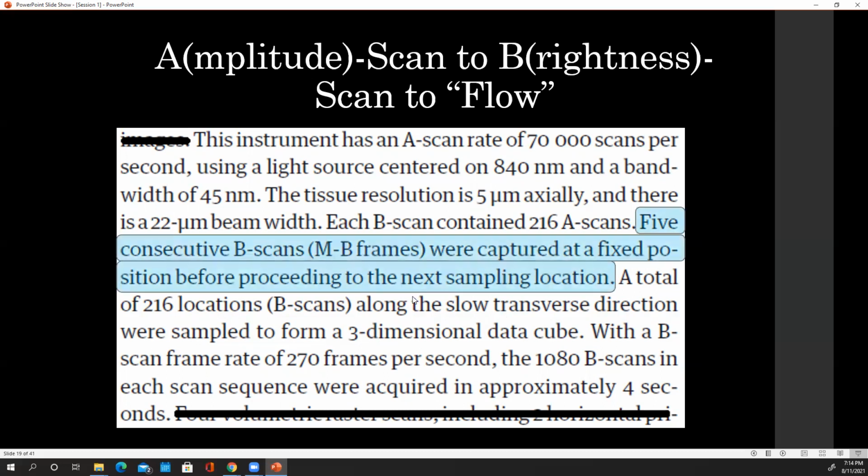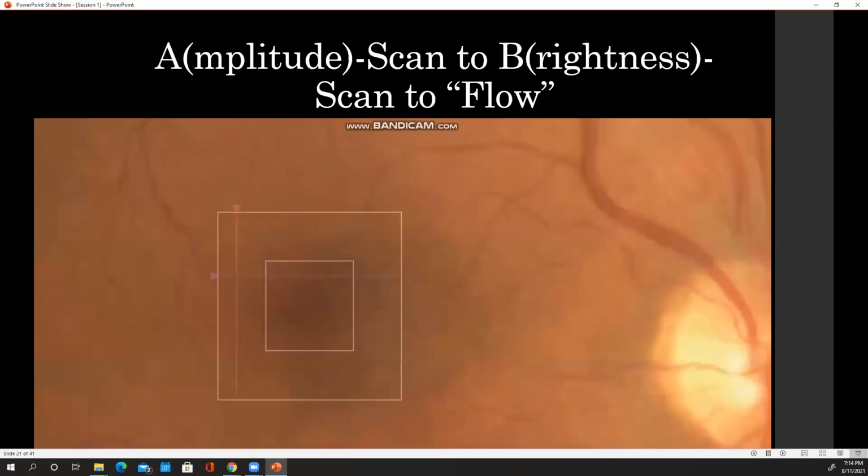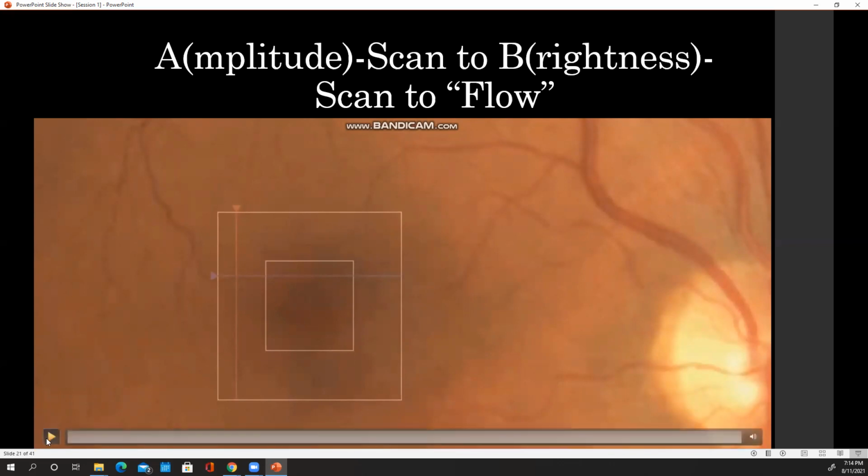Okay, now we say 5 consecutive B scans were captured at a fixed position before proceeding to the next sampling location. This is key for OCT angiography or any type of angiography. So what does this mean? Now we're converting our brain and saying, okay, instead of it being an ultrasound, it's going to be just the cross section cube of the OCT. It's the same idea, but let's see how this works.